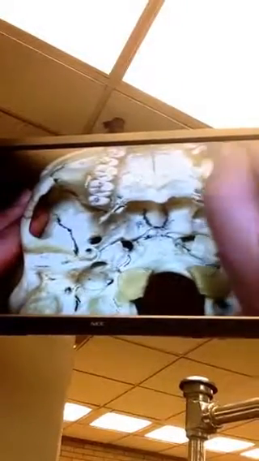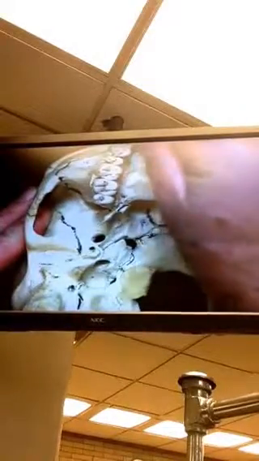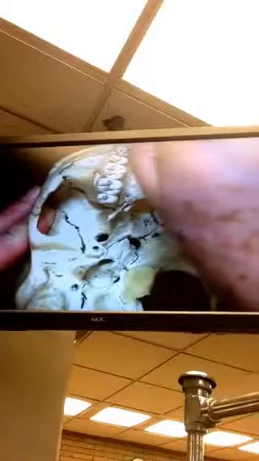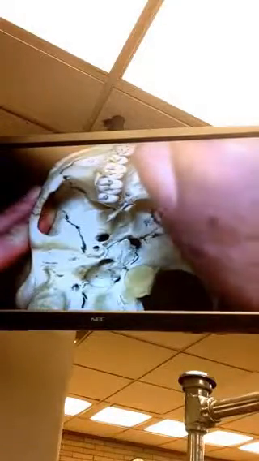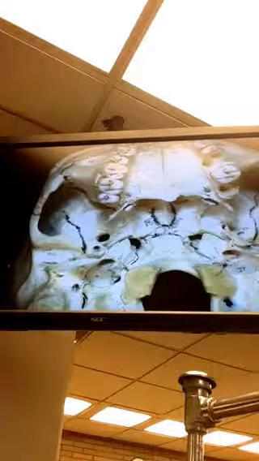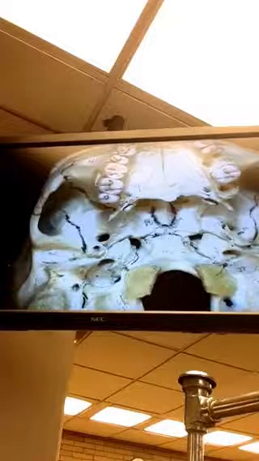In the front here, we have the incisive canal. I don't think this goes all the way through, but it is actually a bilateral canal. It's on each side of the nasal septum. So that's the incisive canal, or another name for that is the nasopalatine canal.